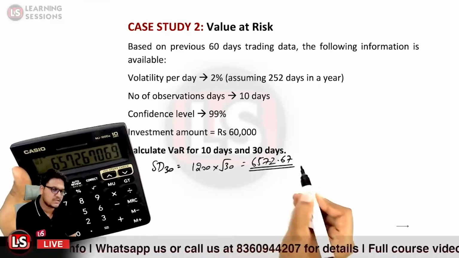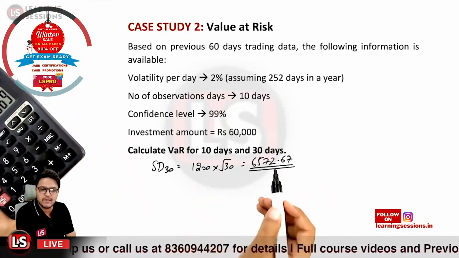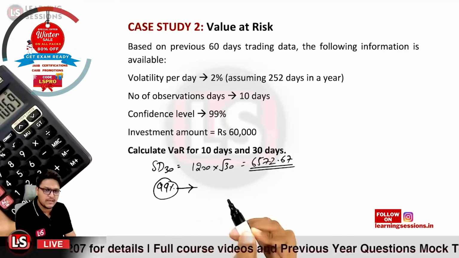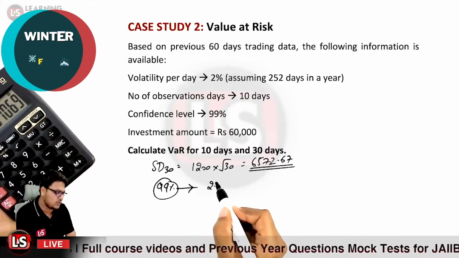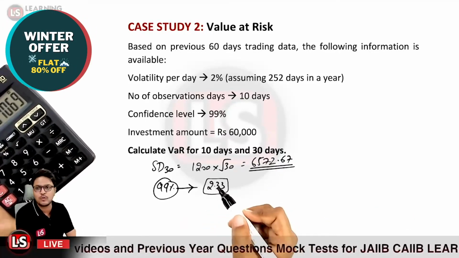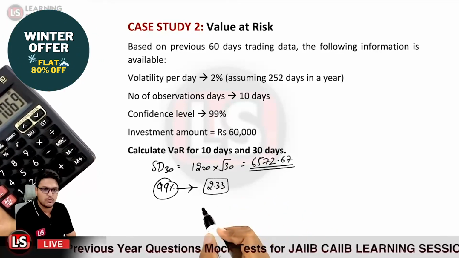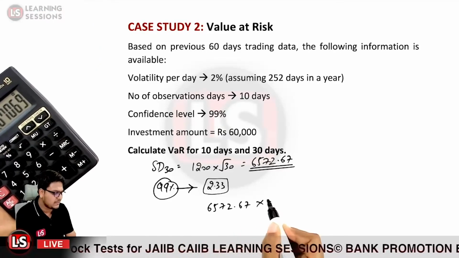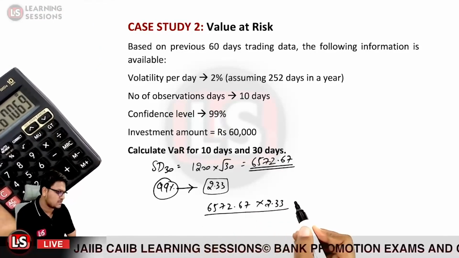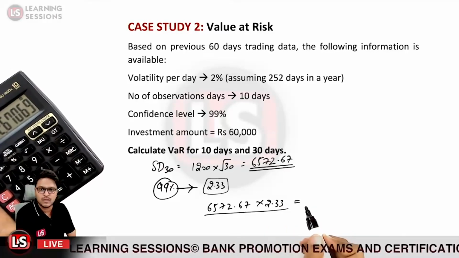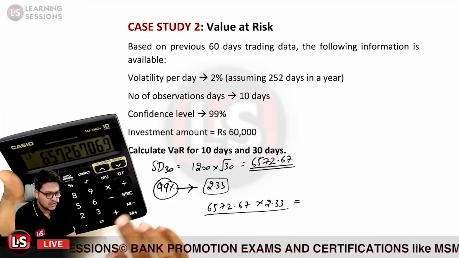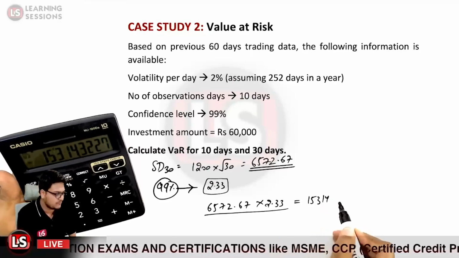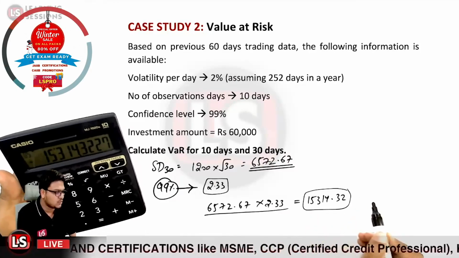So this is the volatility value. Further we need to calculate it for the 99% confidence. We already looked at the Z table where the value is 2.33. So the Z table value is 2.33 for the 99% confidence level. Over here we will be multiplying 6572.67 by 2.33 for the 99% confidence level. So it comes out to be 15314.32.